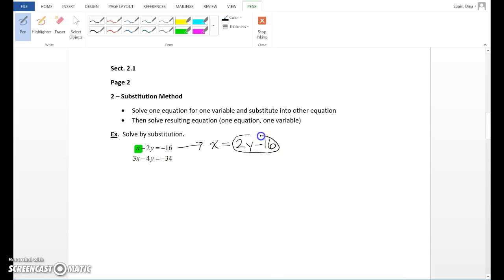So what I'm going to do is take all of this. We just solved one equation for one variable. Now we're going to substitute it into the other equation. Where I see x here, I'm going to take this and stick it right there. I'm going to take all of this and put it right there where that x is, the blue x down below. So if I do that, it looks like this. Rewriting that second equation is 3 times, remember, my x equals 2y minus 16, and let's finish the rest of this, minus 4y equals negative 34.